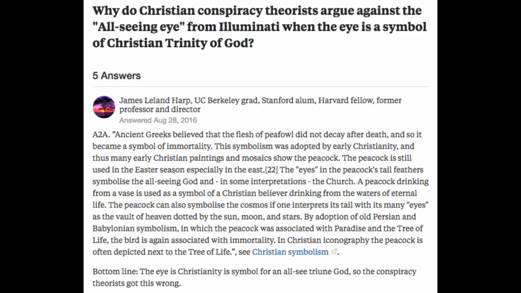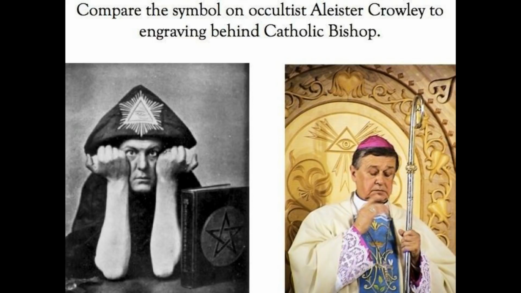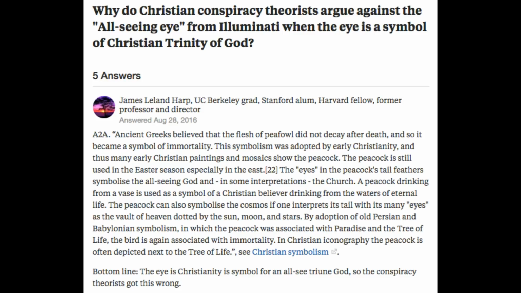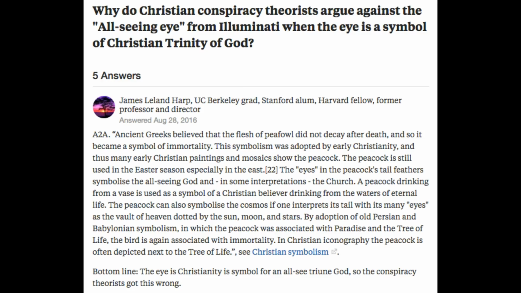The peacock is still used in the Easter season, especially in the East. The eyes in the peacock's tail feathers symbolize the all-seeing God, and in some interpretations of the church, a peacock drinking from a vase is used as a symbol of the Christian believer drinking from the waters of eternal life. You hear this? Now, the peacock can also symbolize the cosmos. So we know that it's the firmament, and above that, it's an illusion what they tell you space is. So if one interprets its tail with its many eyes as the vault of heaven, dotted by the sun, moon, and stars, by adoption of old Persian and Babylonian symbolism, in which the peacock was associated with paradise and the tree of life.